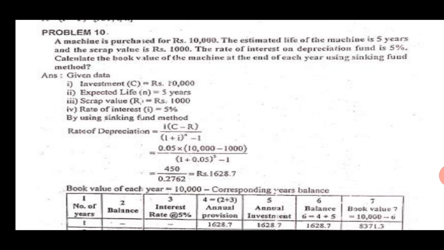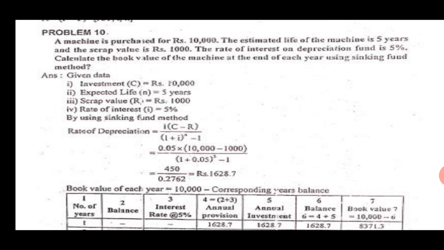So here the only thing which is added is the interest. Whatever amount of money you are keeping in the bank as a depreciation fund carries an interest of 5%, that you have to take into consideration. The rest is all the same. And like the straight line method, the depreciation amount remains the same every year.